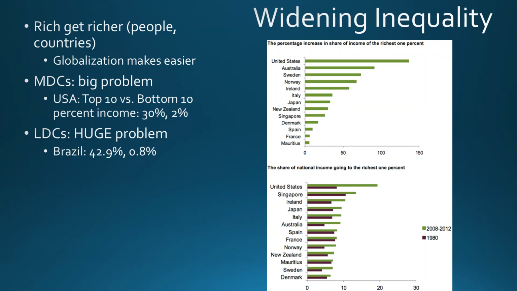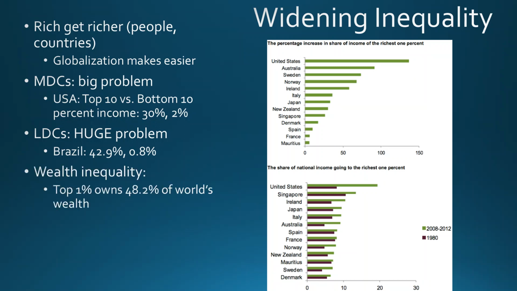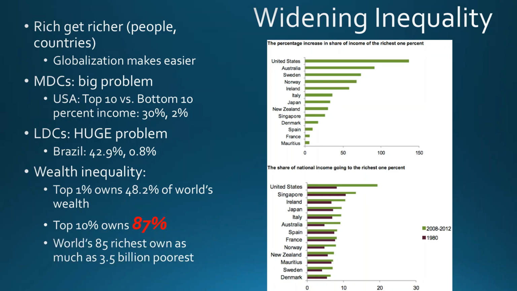you have huge inequality. But globally speaking, the top 1% owns nearly half of the world's wealth. 1% of the people on the planet owns half of the world's wealth. 10% of the people on the planet own 87% of the world's wealth. You can imagine what a bargaining chip that is, right? If you are in that other 90% of people, how much power do you wield on a global market? The world's 85 richest people own as much of the wealth as the 3.5 billion poorest.